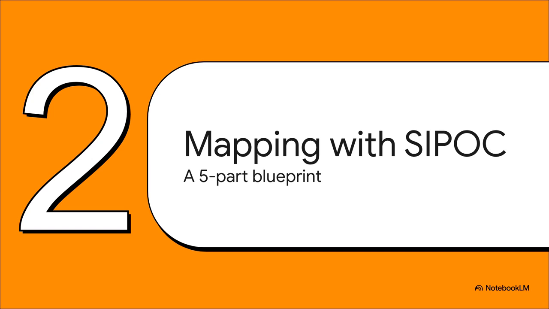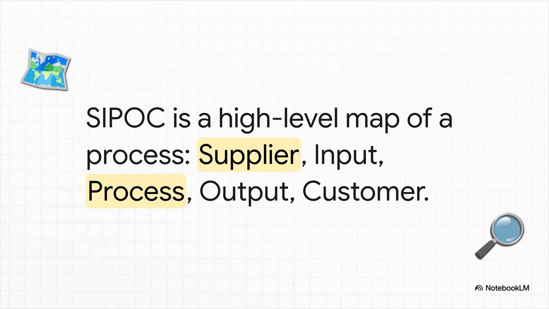We need a map. And in Six Sigma, one of the best starter maps you can have is something called a SIPUC diagram. Now, SIPUC gives us that high-level, bird's-eye view of the whole operation. It helps us see all the most important pieces on just one page. And using our pizzeria example, we're going to build one right now, piece by piece.